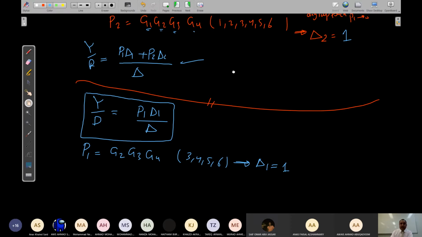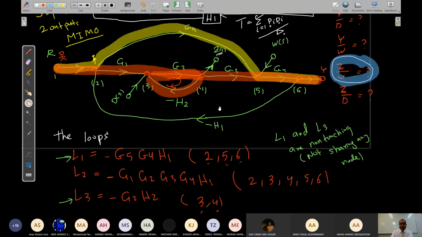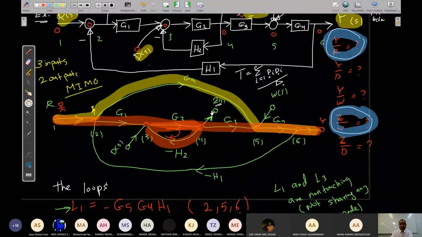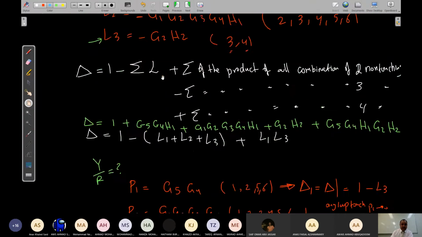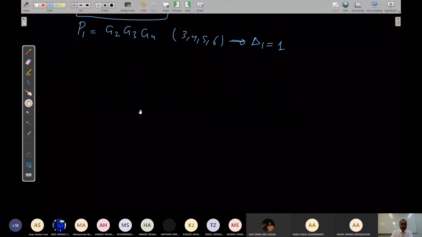So is it difficult now? Is it difficult? No. Simply you should do, let's say, the other transfer function. Good. Okay, so let's give you another example.